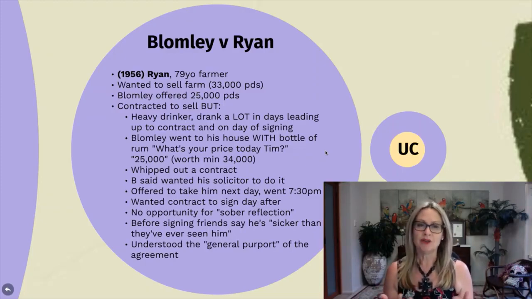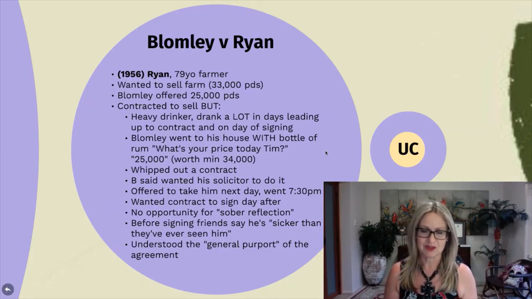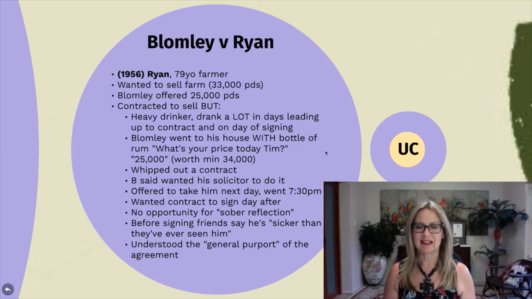But on the day leading up to the transaction, Blomley went to his farm again and said, what's your price today, Tim? And poor old Tim, at this point, his heart was softened because Blomley had offered him a bottle of rum. That, and the fact that he was tired, his health was failing, and he wanted to get out of this particular property. He said, £25,000.